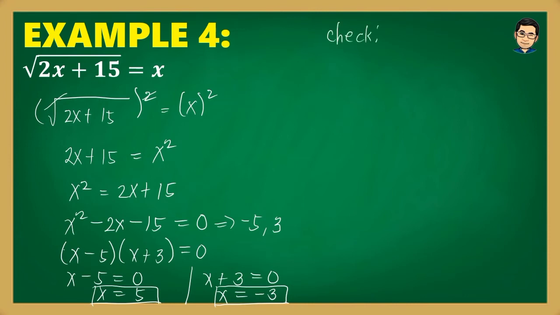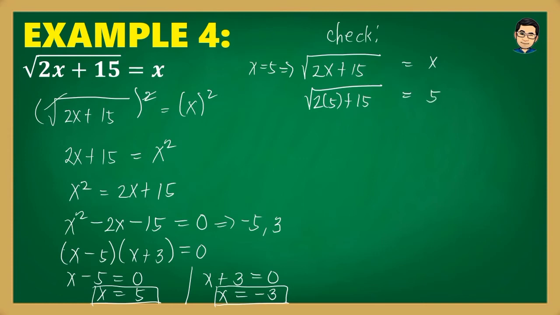So, dun muna tayo sa x is equal to 5. So, x is equal to 5 muna. So, the square root of 2 times 5 plus 15 equals the value of x, 5. 2 times 5 is 10 plus 15, 25 equals 5. So, the square root of 25 is 5 equals 5. So, yung x natin equals 5 is correct.